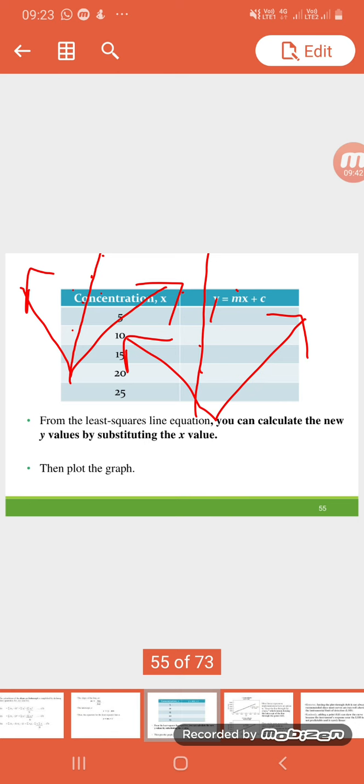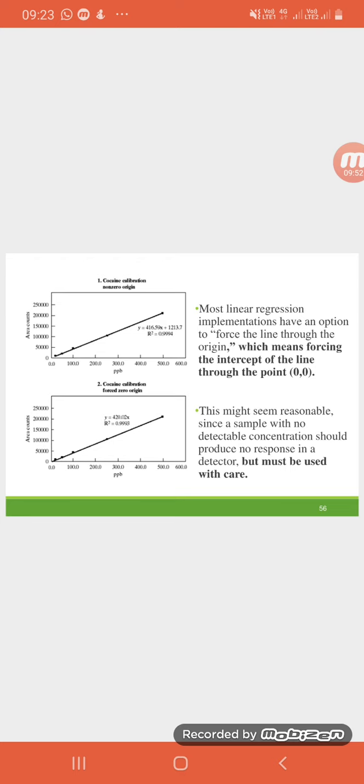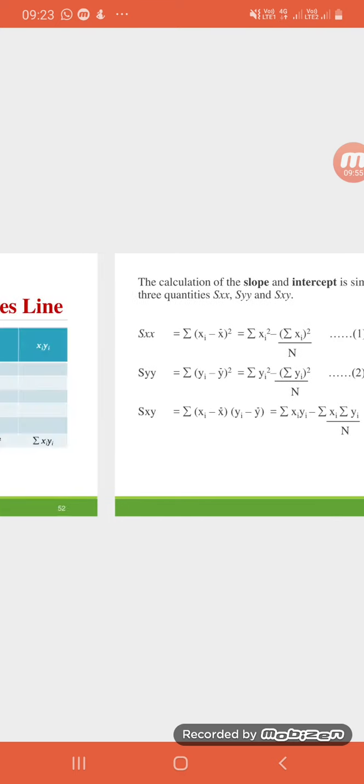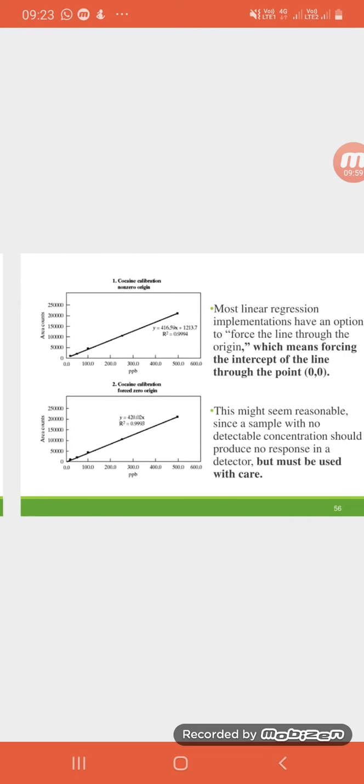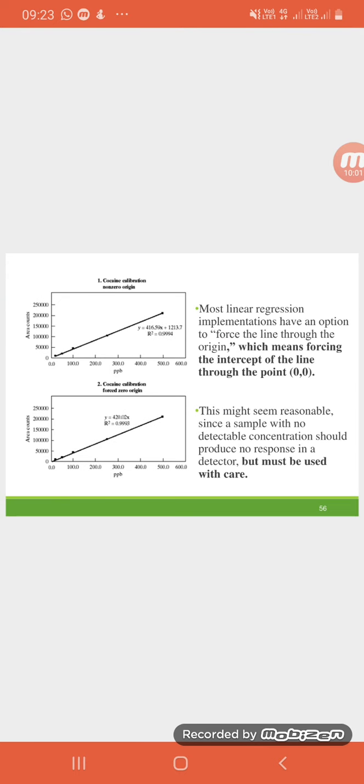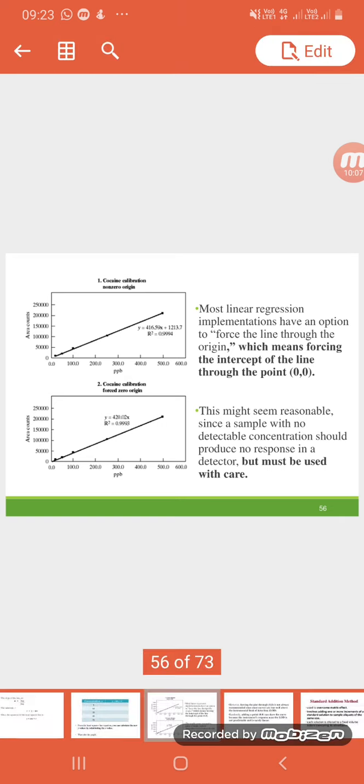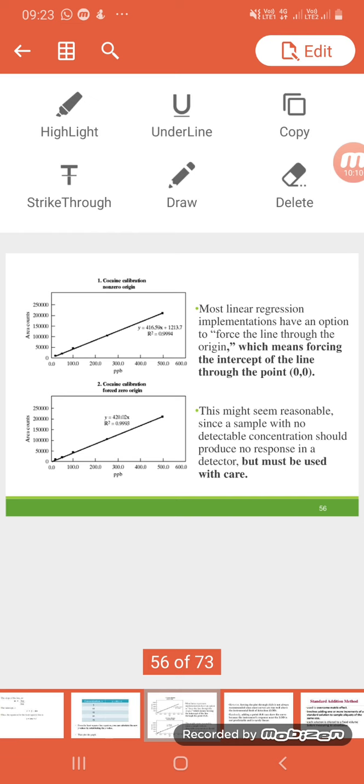Okay, so actually the least square method is a procedure to find the best fit for a set of data, the set of data that you get. So you can plot the graph and you'll get something like this, the linear one. Okay, so most linear regression implementations have an option to force the line through the origin, which means forcing the intercept of the line through the point. Okay, how do we force that?